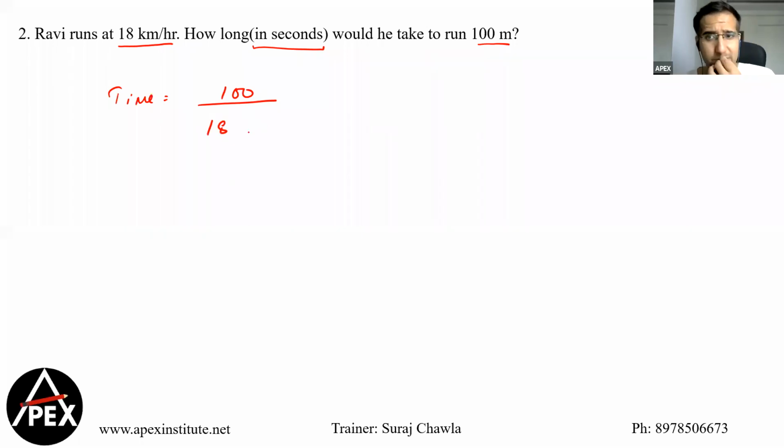So 18 kilometers per hour will be how many meters per second? Multiply by 5 by 18 meters per second. So 18 and 18 get cancelled. 5 ones are 5, 5 fours are 20. So therefore, the time taken by Ravi is going to be 20 seconds. Very simple, two questions to start off with to understand the units and the uniformity of units and application of formulas. Okay. Now let's get into the different kinds of questions that you can expect in this chapter.